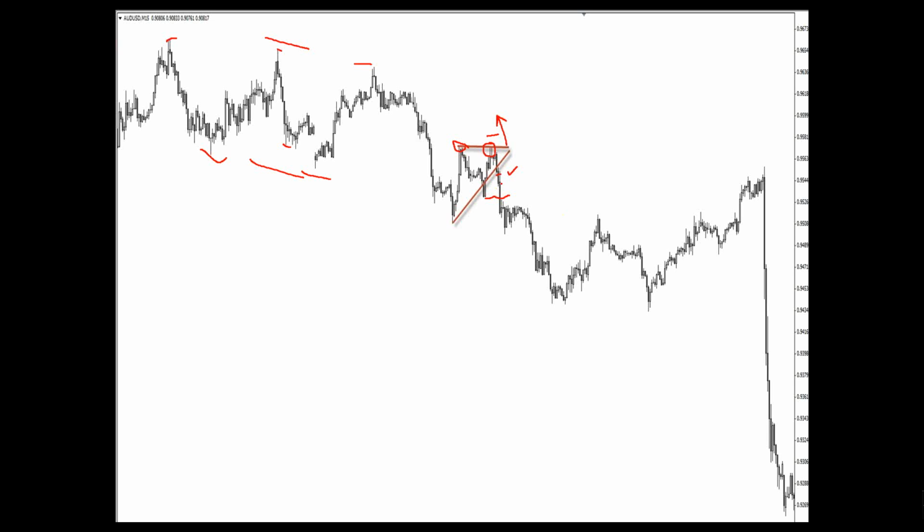But then I can see that the price moved up and then broke to this low. So I would place another trade at the break of this low.